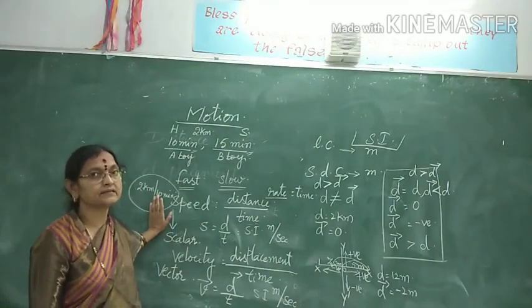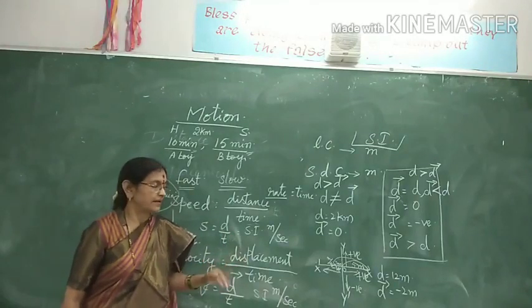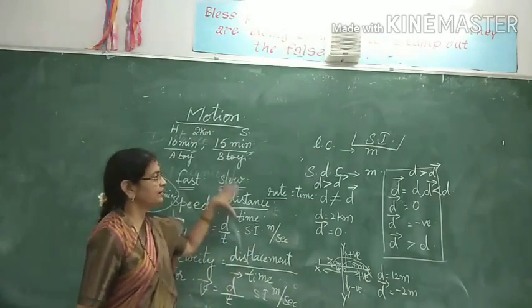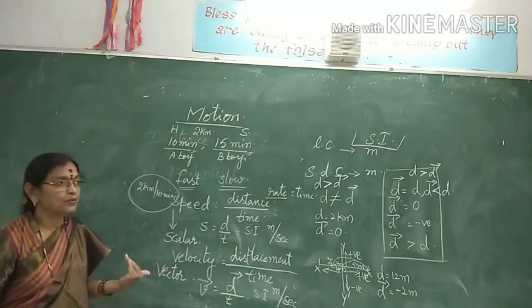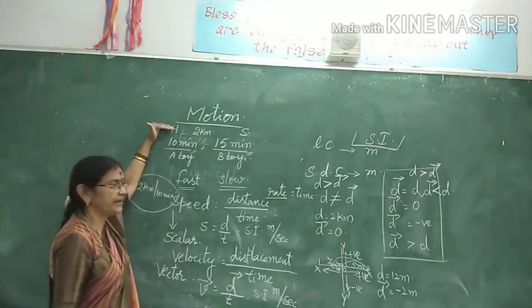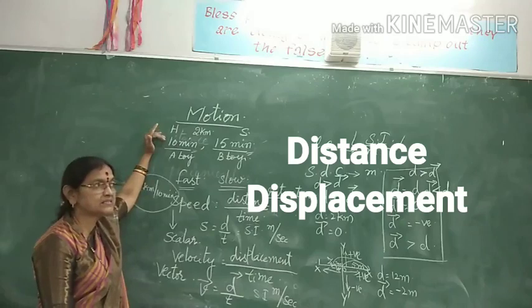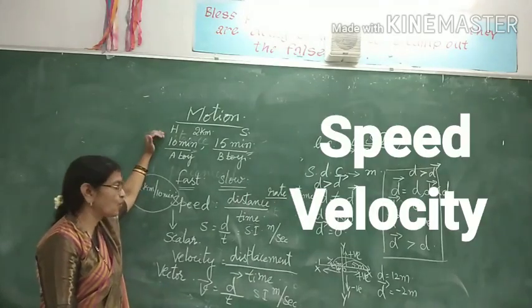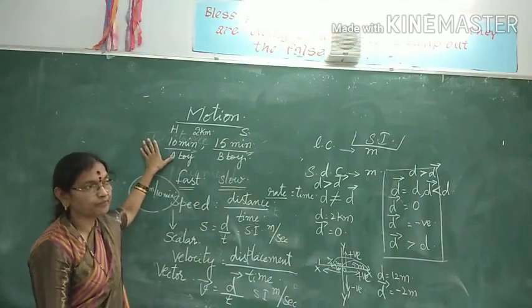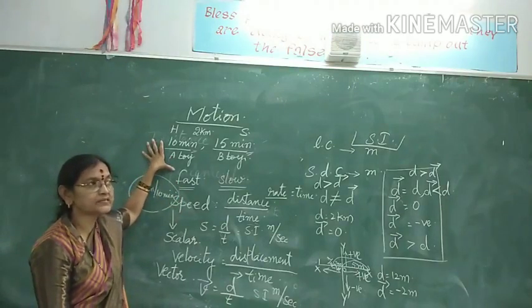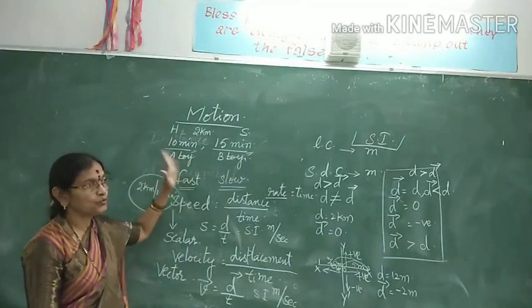Have you understood, children? Tomorrow we will be dealing with some other definitions. Today again, what have we learned till now? Till now in the lesson motion we have learned what is motion, what is rest, what is distance, what is displacement, what is speed, what is velocity, what is a physical quantity.